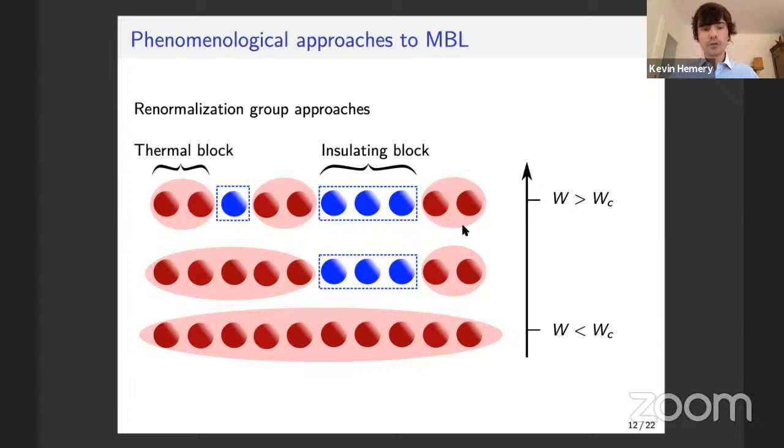And then if you continue to do this RG step, you will cross the phase transition and arrive in the thermal regime where you have only one big thermal block. Okay, so this is just phenomenological. It's not based on microscopics, so these are just hypotheses of how things are happening. And the goal, or at least the initial motivation, of our work was to try to bridge these phenomenological approaches with the microscopic models.